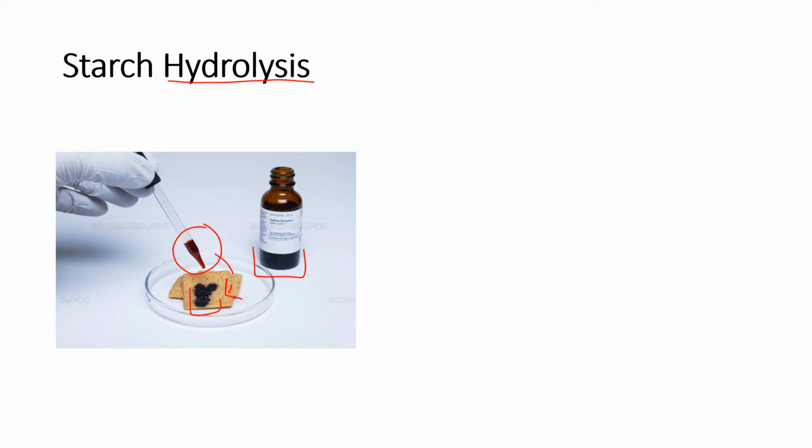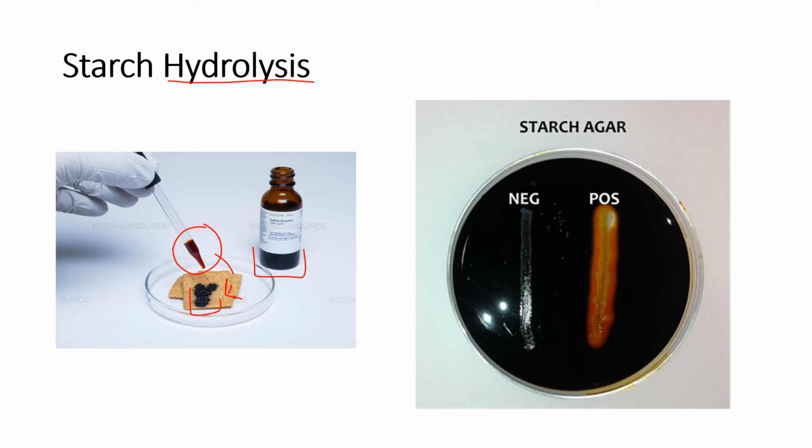And for this lab, you will inoculate the bacteria onto starch agar. So the agar contains starch. You'll inoculate the bacteria in a straight line. And after the bacteria have incubated for 48 hours, you will add iodine on top of the agar. And because the agar contains starch, the iodine should bind to the starch and create a black color.